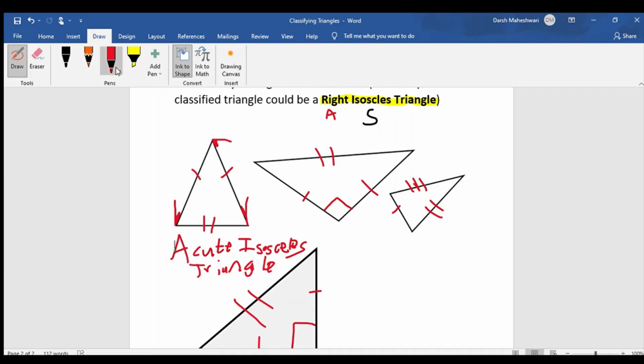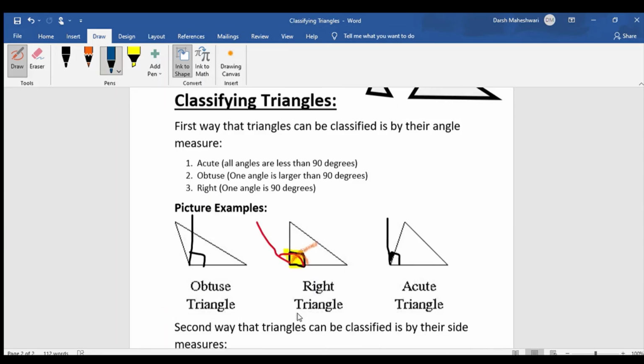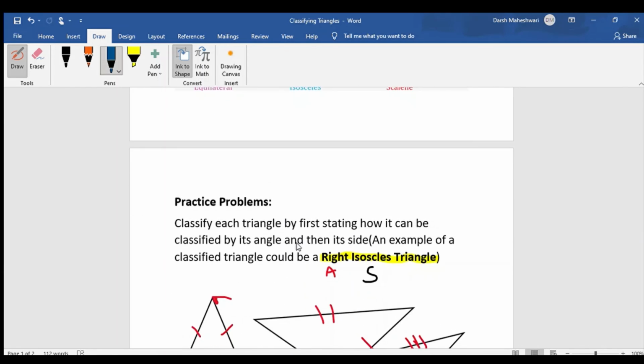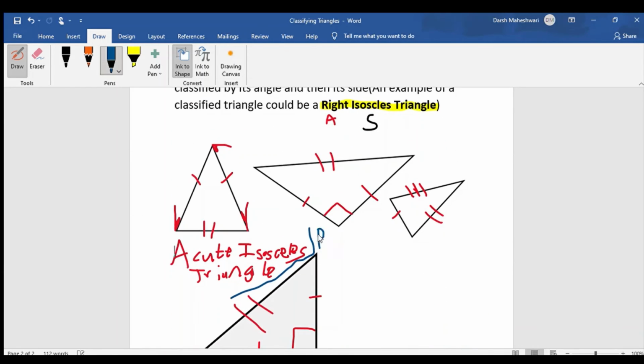Okay. Now I'll switch my pen color so you guys can tell. Okay, this one, we already see a right angle. Just remember, the sign always means a right angle. So, you know, it's a right. And once again, these 2 are equal and this one's not. And we got another isosceles that's right isosceles triangle.